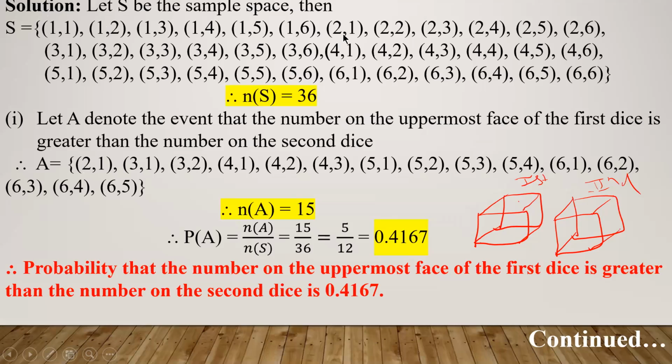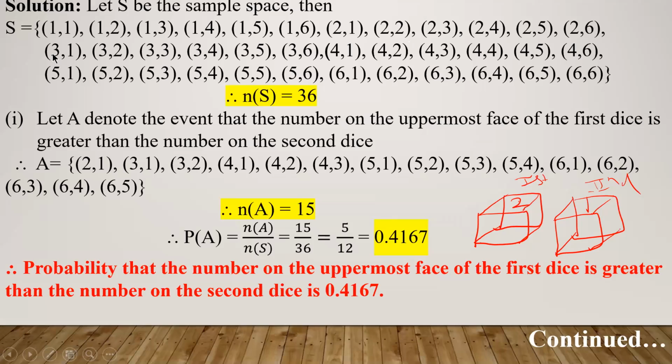What about 2, 1? Yes, because the first one is showing 2 and the second one is showing 1, and 2 is bigger than 1. So this will come. 2, 1 will come. 2, 2 will not come. 2, 3 will not come. Like that, 2, 6, none of them will come in the event A.